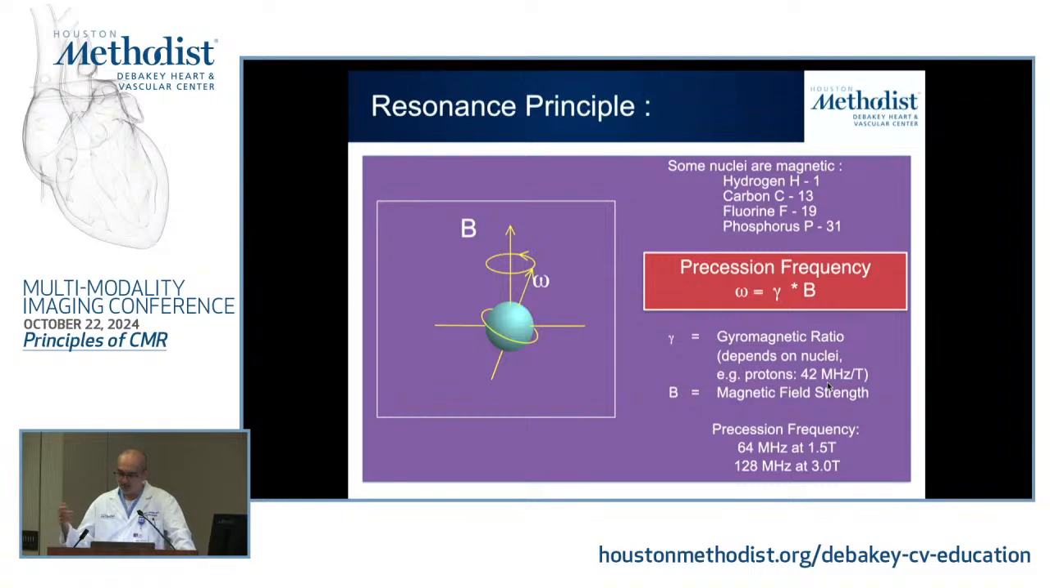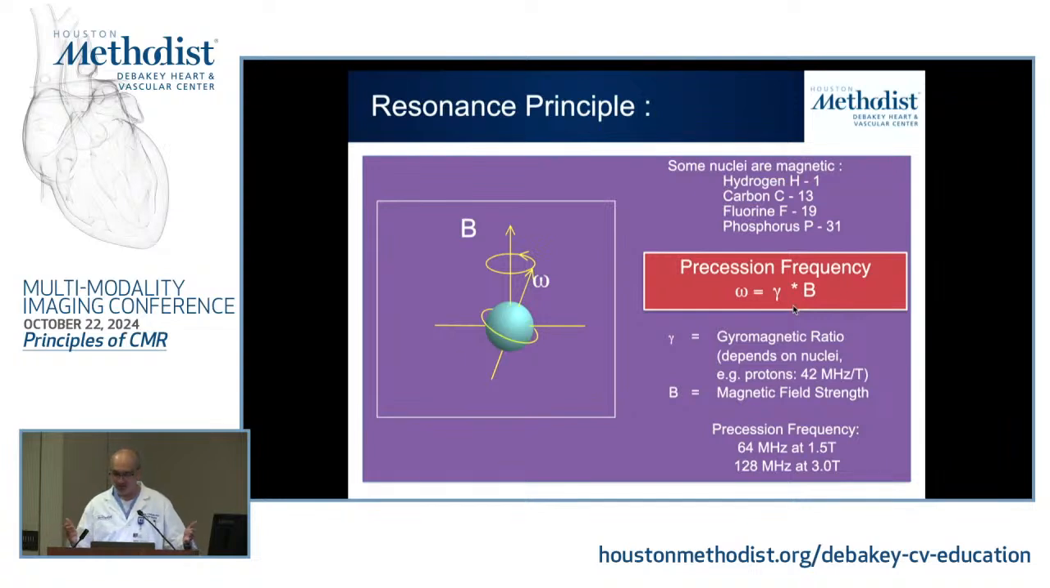42 megahertz per Tesla. So therefore, if you place a patient inside a 1.5 Tesla scanner, then the protons will be spinning around at what frequency? Go to this Larmor equation and somebody do the math and tell me what it is. 42 times 1.5, which is about 64 megahertz, right? So at 3 Tesla, what are the protons spinning around at? About 128, right?